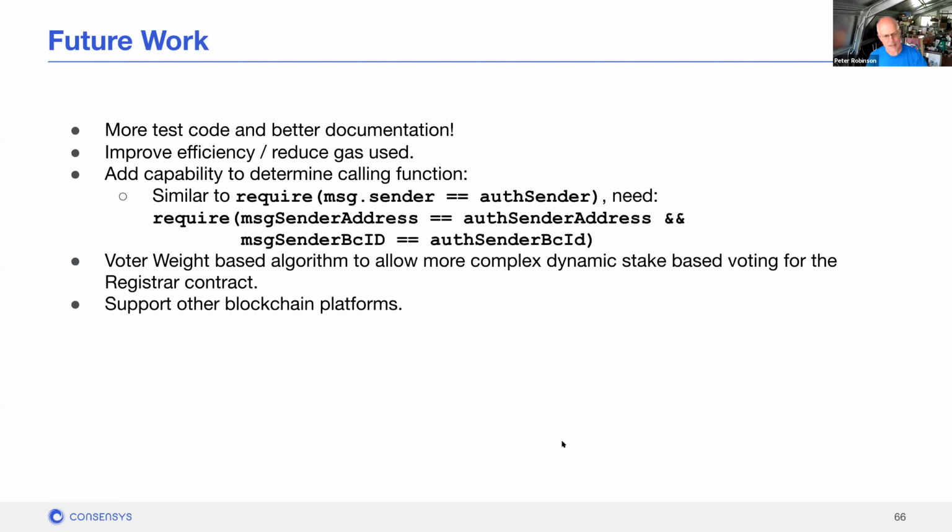There's also a voter weight based algorithm to allow dynamic stake based voting for the registrar contract. There's been an issue open asking for that support to be added for some months now, so I need to put that in. And also other blockchains.